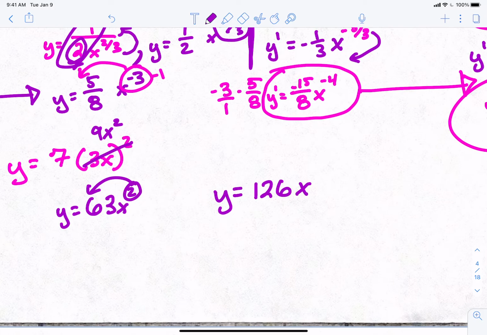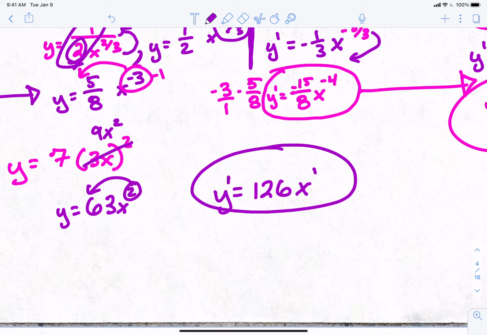126x to the first power. And that's all you need. That's the answer. There's no simplifying because it's already simplified. We don't have any negative exponents. Okay? All right, good.